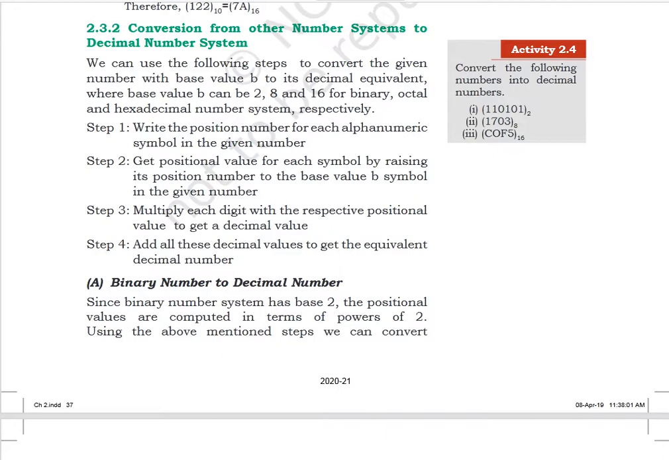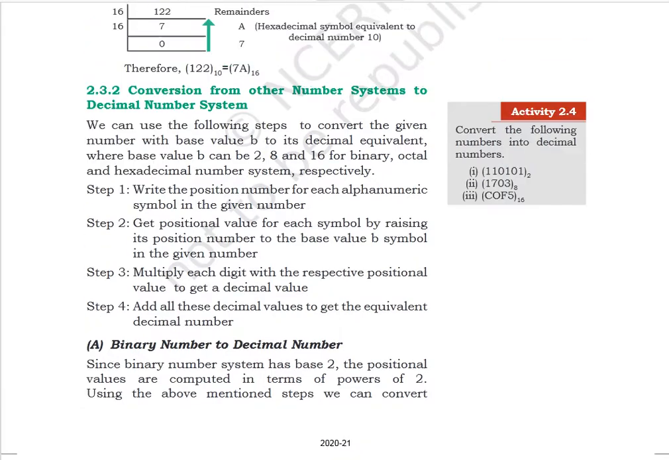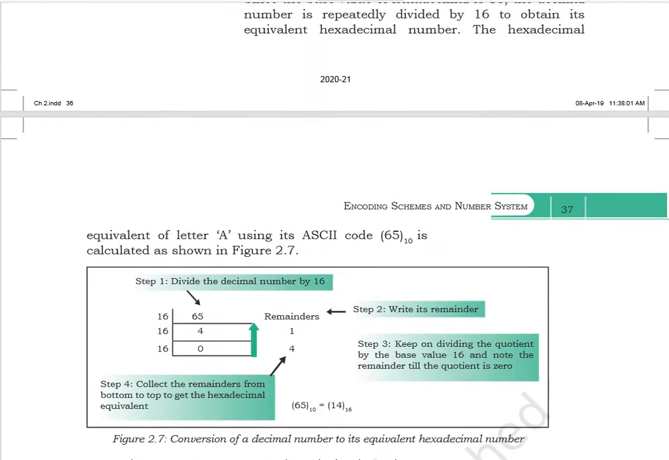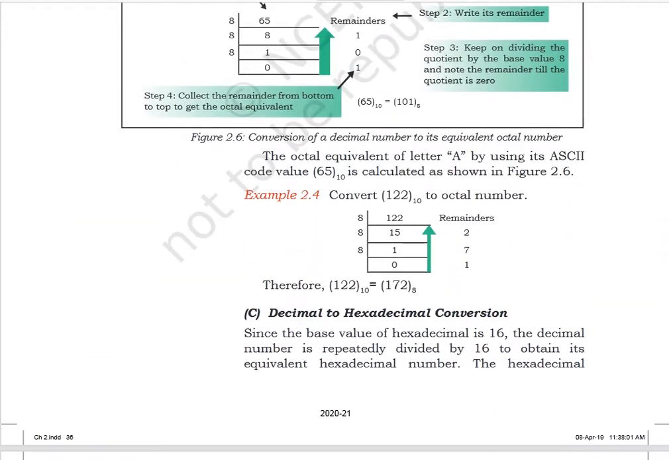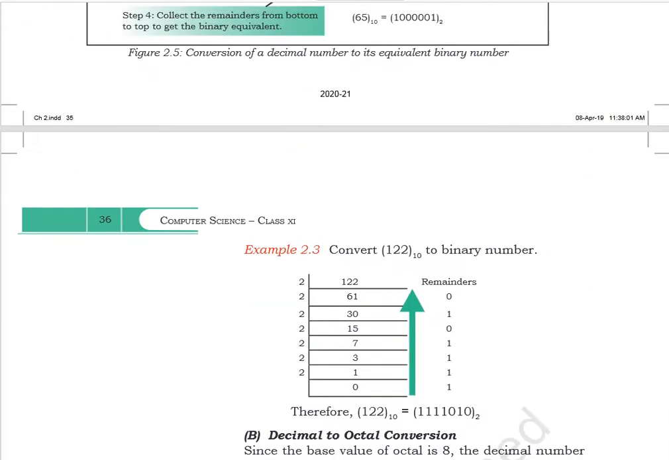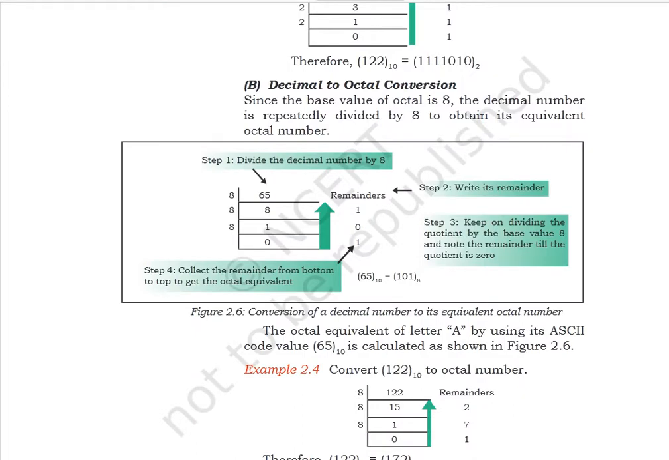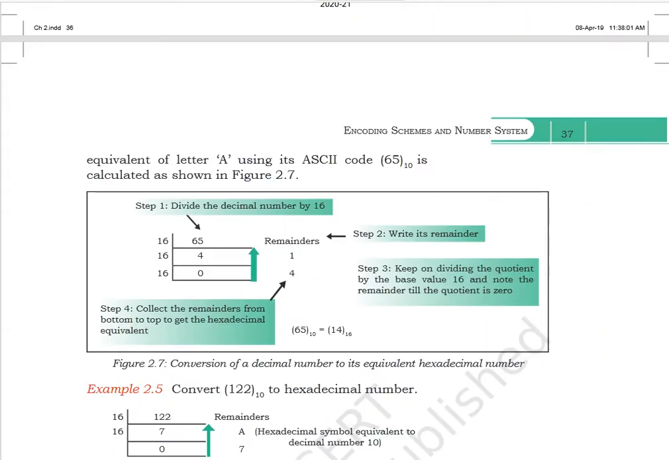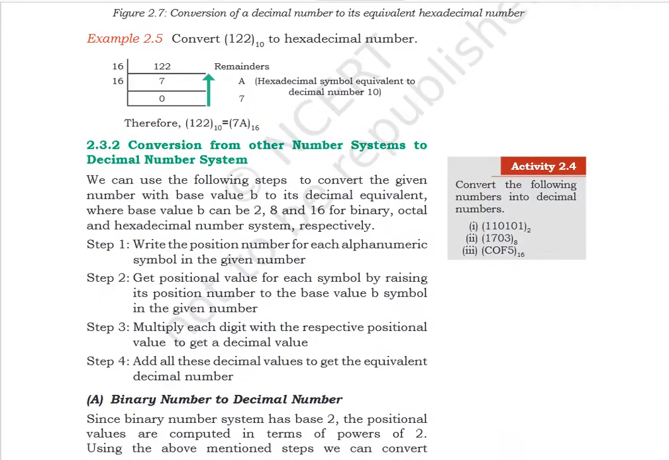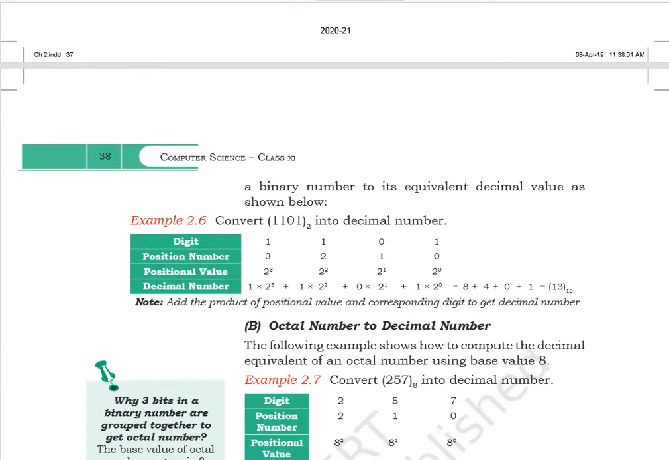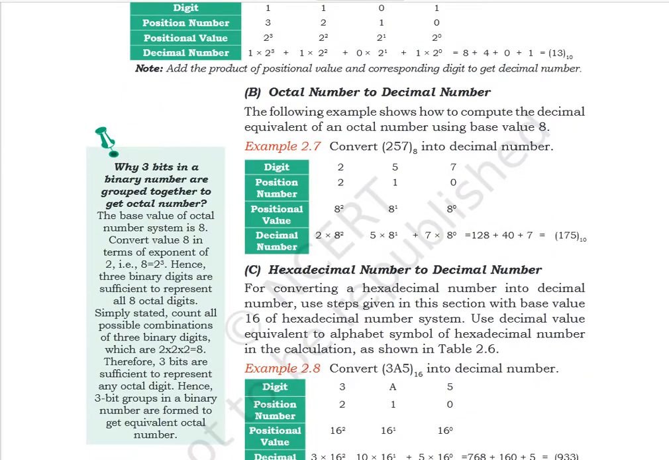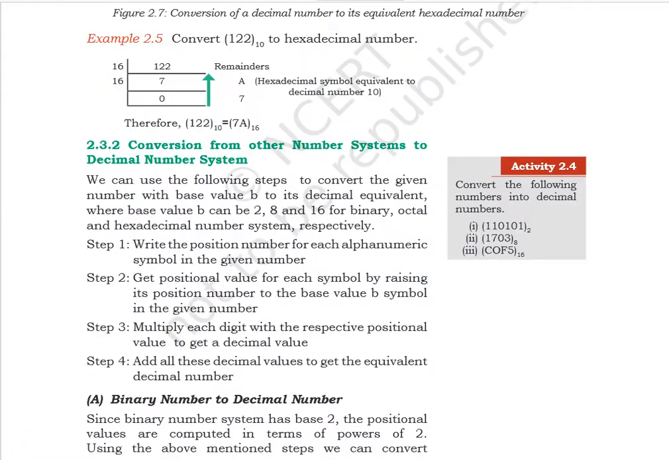Previously we learned how to convert decimal to other number systems, right? From decimal to binary, decimal to octal, decimal to hexadecimal number system. Today we will discuss the conversion from other number systems to the decimal number system, right? Completely different scheme.